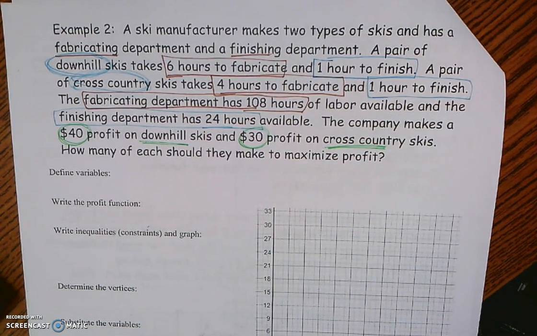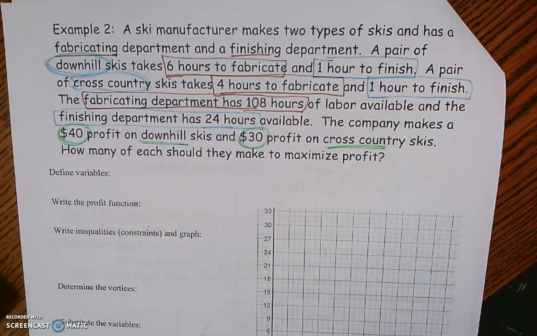But then if you look at the end of the paragraph, it says the company makes a $40 profit on downhill skis and a $30 profit on cross-country skis. So I was a little bit confused when I read this about what should be my x and y. Is it going to be fabricating and finishing or downhill and cross-country?